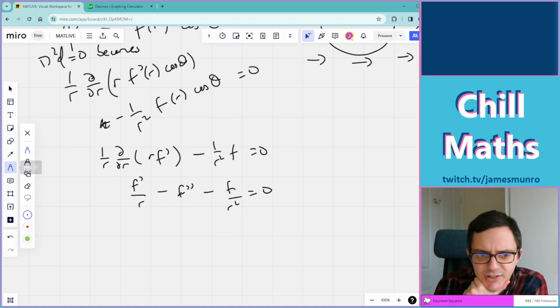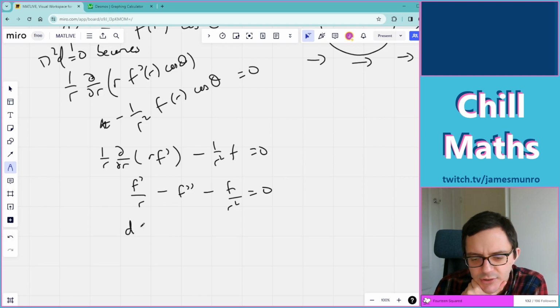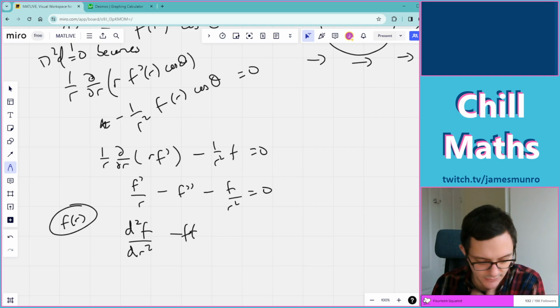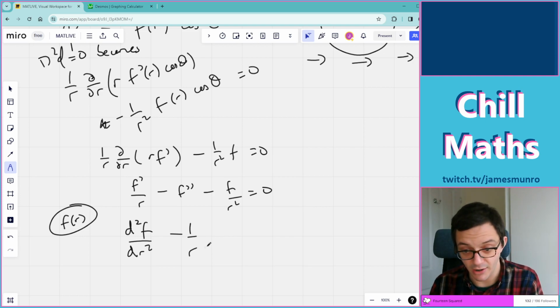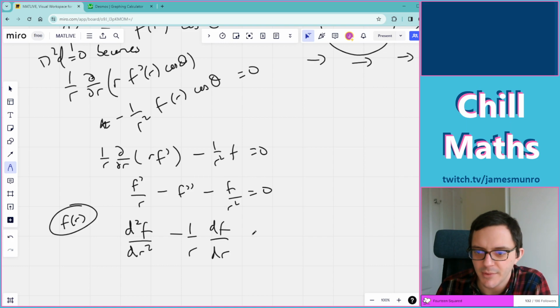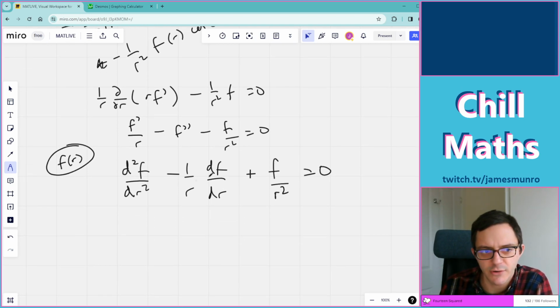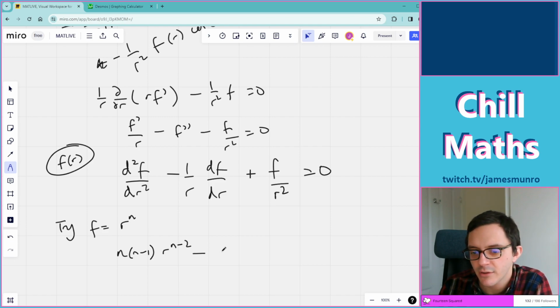This says, if I tidy up the minus signs and bring terms together, you've got a function of r that we're trying to find. And this is the second derivative, take away the first derivative divided by r, plus just the function divided by r squared is supposed to be 0. There is a nice way to solve things of this form: just try f equals r to the n. It's worth a guess, right? Before you try anything else.